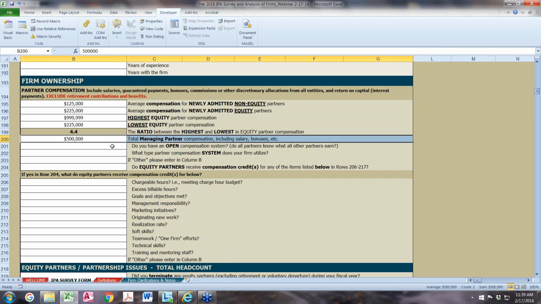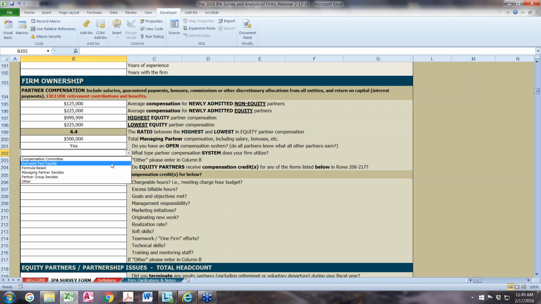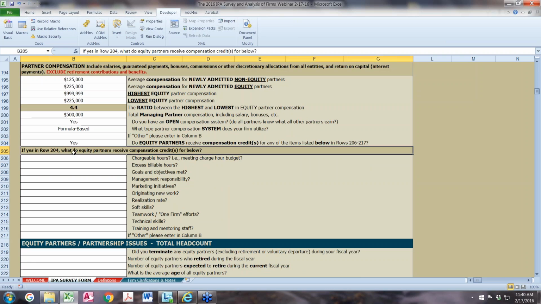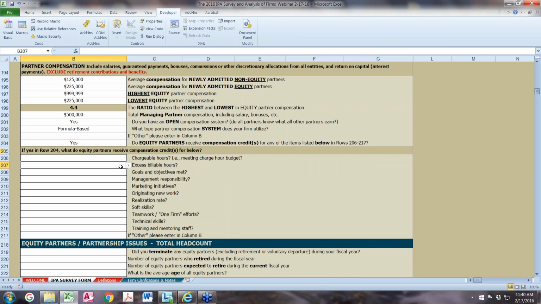So go ahead and fill in 201 through 204. Let us know if you've got an open compensation system. And continue to use the drop-down menus as you see them. Row 204, we ask if equity partners receive compensation credit for any of the items listed in rows 206 through 217. So these are some of the common factors that go into a compensation formula. If the answer is yes, give us a yes in 204 and identify which one of these areas partners receive additional compensation for in rows 206 through 217.